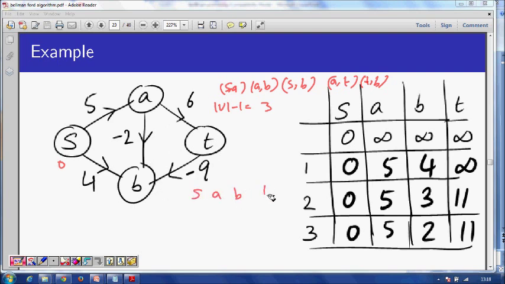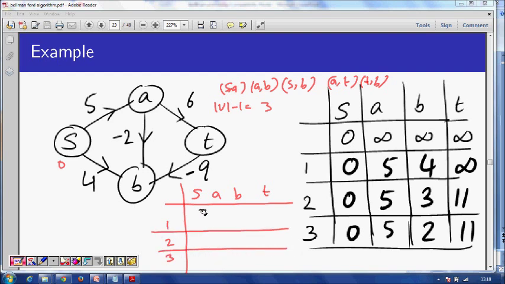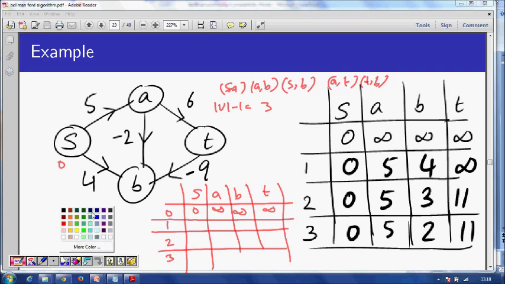Initially everything is infinity, and the source is 0. I will make a table with S, A, B, T, and then iteration 1, 2 and 3. This is iteration 0, the initialization: S is 0, A is infinity, B is infinity, T is infinity. Now we will fill in the values.